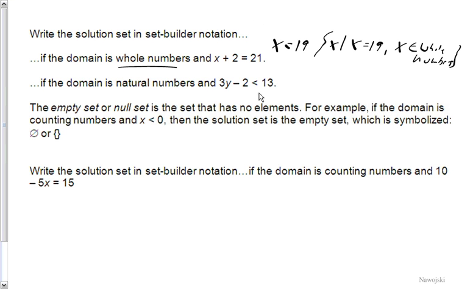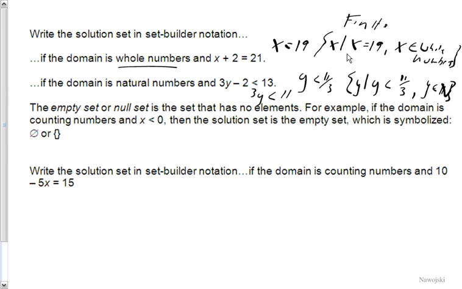On the other hand, we have this one here. If we solve this, it's 3y is less than 11, so y is less than 11 over 3. So if we want to write this, notice the variable changes, so it's y such that y is less than 11 over 3, but now y is an element of the natural numbers. Notice this is finite, and this one is infinite.